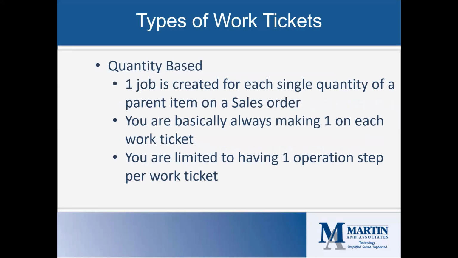The next one is what's considered a quantity-based work ticket. This is a little bit different. You've got to wrap your head around this a little bit more. Not only are you getting an individual unique work ticket per sales order per item, but you're also getting a unique work ticket by sales order, by item, by individual quantity. So if you have a sales order with a quantity to make, i.e. a quantity to make of 5, and you're making a work ticket out of that, you're going to get 5 unique trackable work tickets out of that.